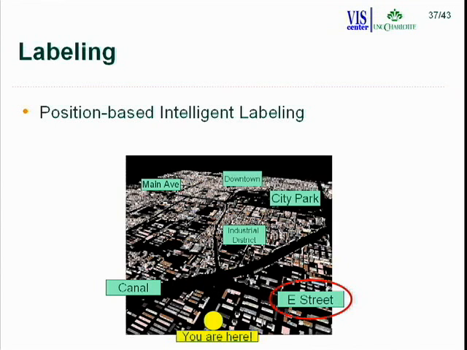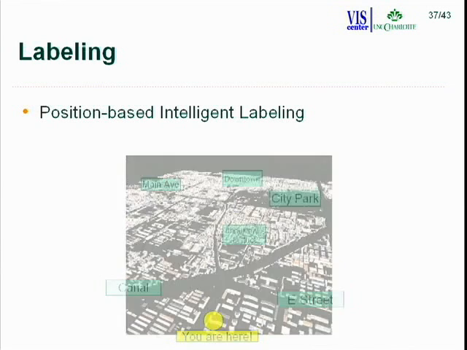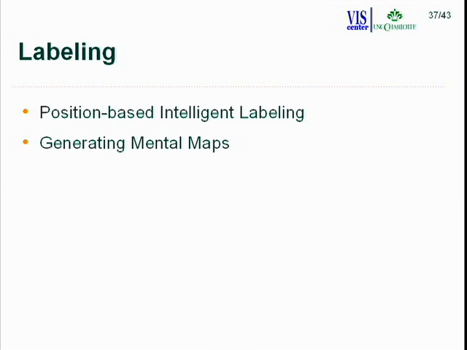So E Street, for example, might not be very important in the global sense, but locally to you, it might be very important. So we'll be able to highlight that because it's close to where you are. Similarly, Main Avenue, even though it's not near you, because it's important, we will show it. And then you can start to show greater regions such as downtown and group all the elements within it into a district.